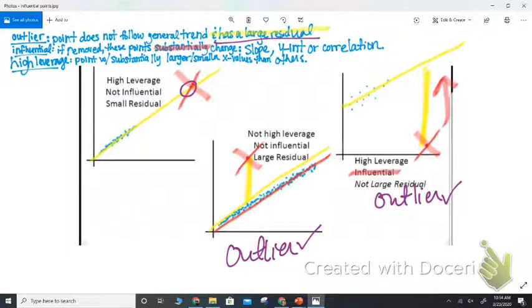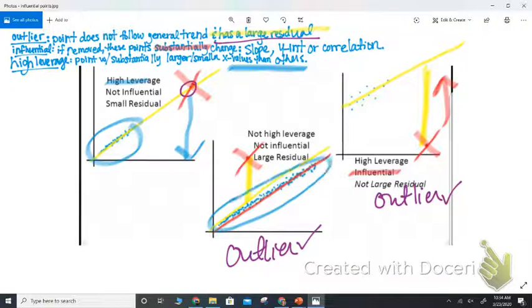High leverage points are just about the x values. You're looking for an x coordinate that has a much larger or smaller value than all the others. So you're looking for a point that horizontally is further away from the other points. You have this one here with this point way far on the outside, so that is high leverage.